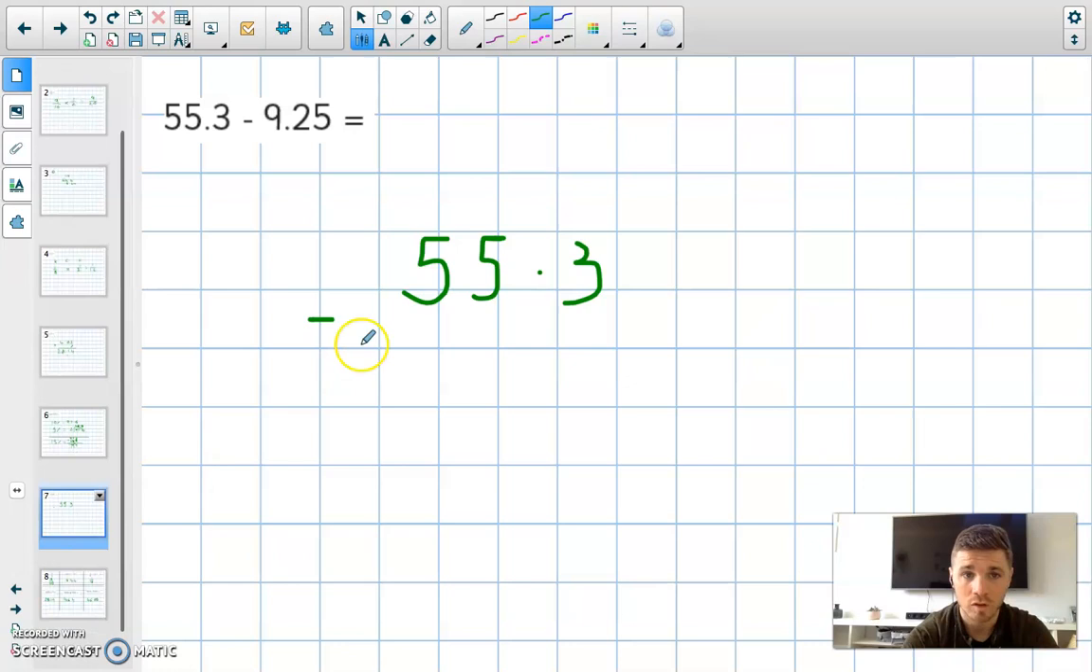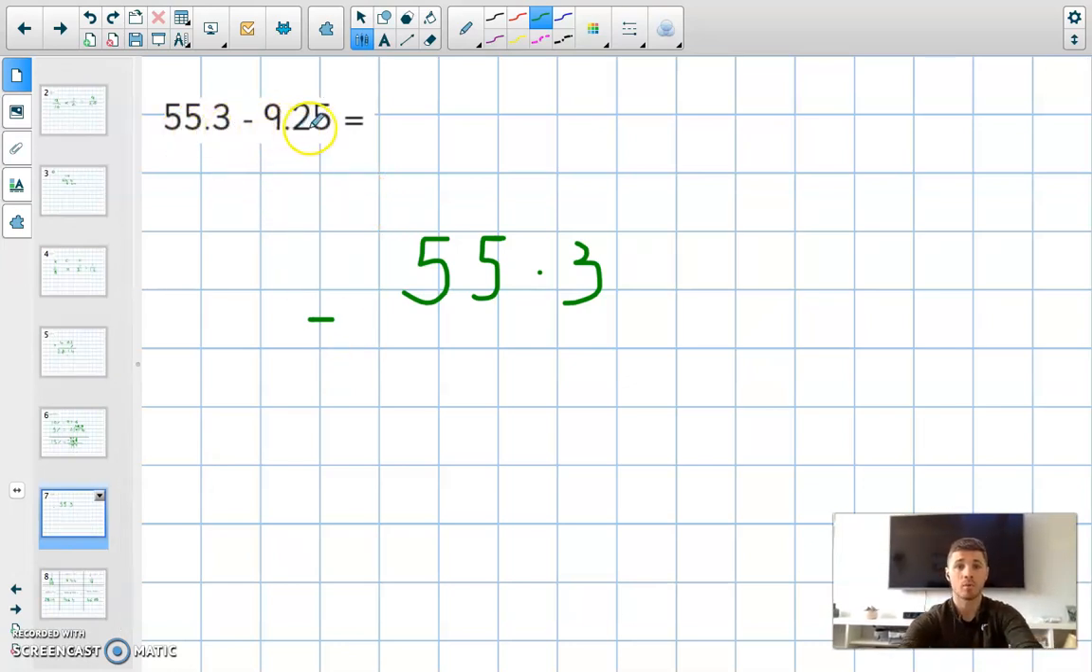And moving on to the last question, it is 55.3 take away 9.25. Now, when you are subtracting, I would use the formal method or the column method, you might know it as. So the really important thing here is to make sure that you line the decimal point up correctly, and then you can fill it in from there so you get the correct digits in the correct place.